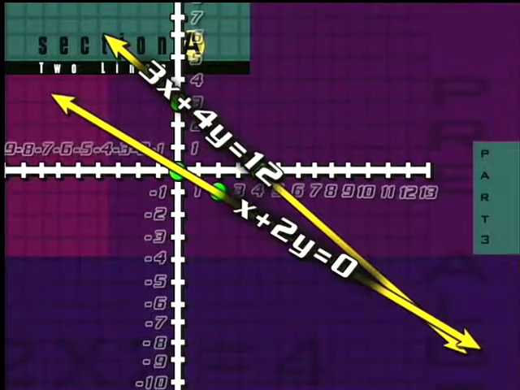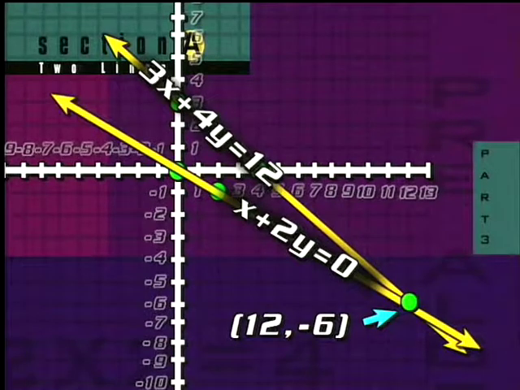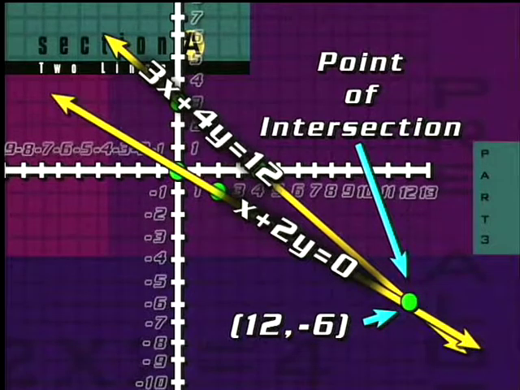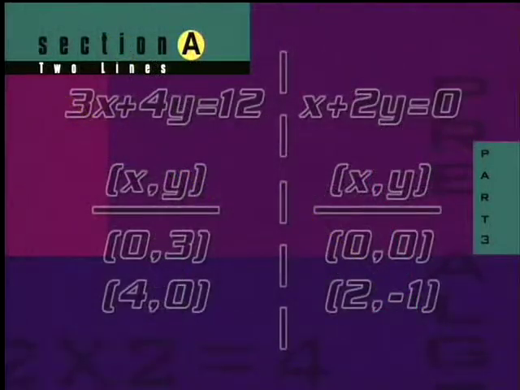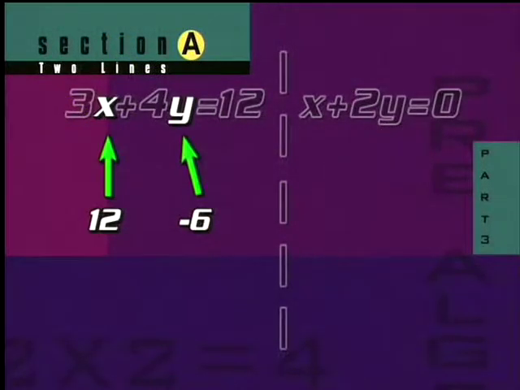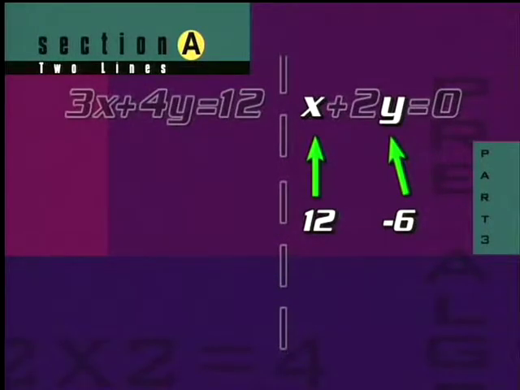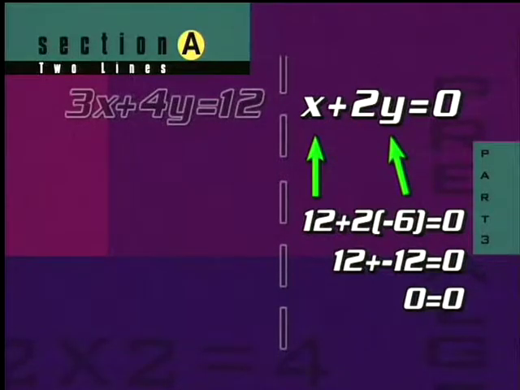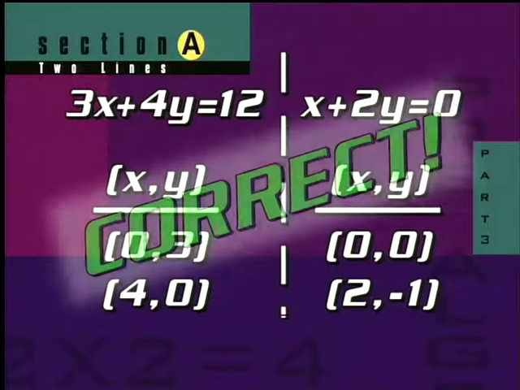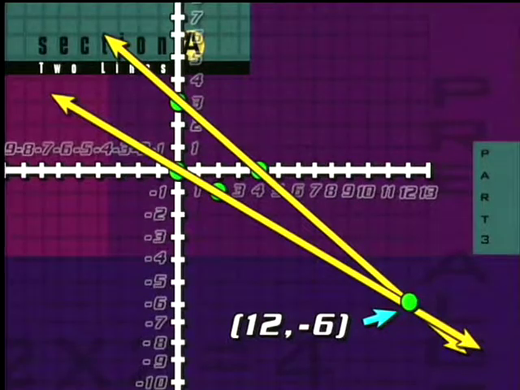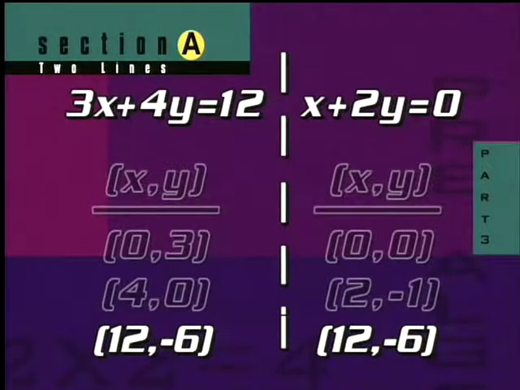Notice when we extend our lines, they cross at this point right here. This is called the point of intersection. The coordinates of this point, 12 and -6, will work in both of our equations. In our first equation, we plug in 12 for x and -6 for y, and see that it balances. And in our second equation, we plug in 12 for x and -6 for y, and see that it also balances. This means that we've done our work correctly, and this point is on both lines, and that's that.